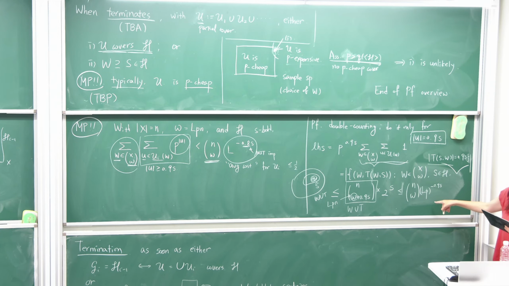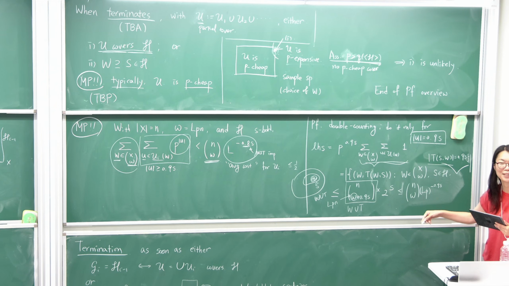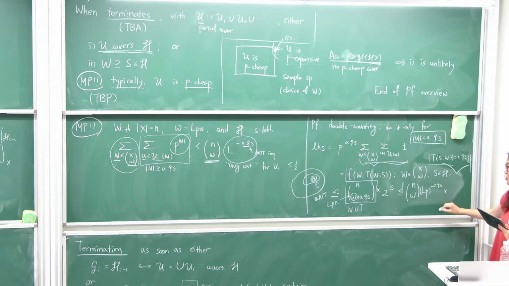Let me not justify it. I mean, I can justify it, but I feel like you are exhausted, so let me not justify this part. If you want, I can do that, but for now, let me skip that justification. This is just this computation times 2 to the s.